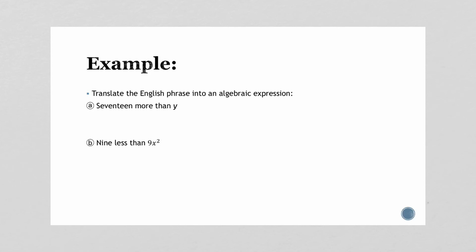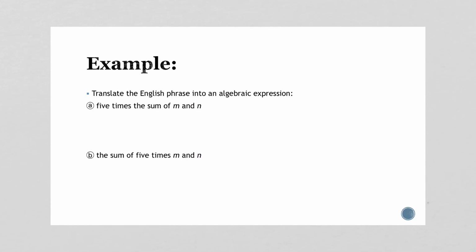17 more than y? More than, I could write it like this, so more than means plus, or I could write it like this, because remember, with addition, order does not matter, so I would accept either one of those for full credit. Now in part B, 9 less than 9x squared. Now with this one, order matters, and less than is one of those phrases where you have to reverse the order. So you would do 9x squared minus 9. It cannot go the other way. It does not work like that.